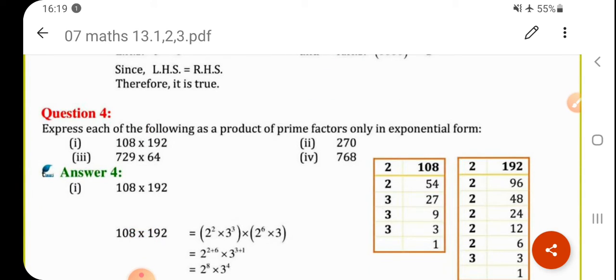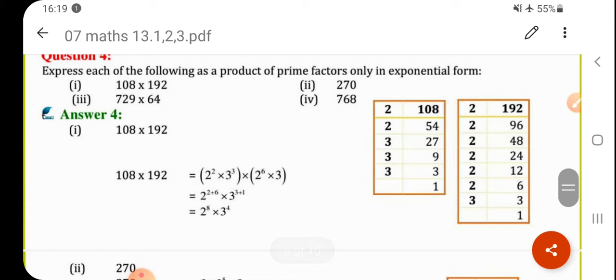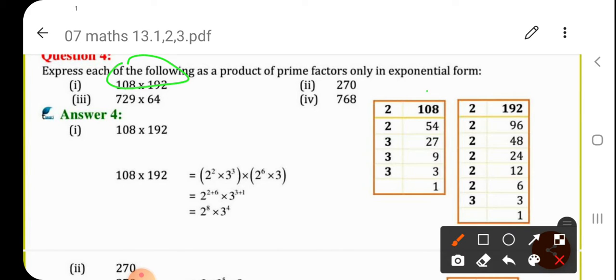Question number 4. Express each of the following as a product of prime factors only in exponential form. Again, numbers are given. Find out their prime factors. You all know the method of prime factorization. Start the division with the least number, that is 2. Then see whether the number is divisible by 2. For example, 27 is there. It is not divisible by 2, so you can go to the next number, that is 3. This way you have to find out the prime factors.